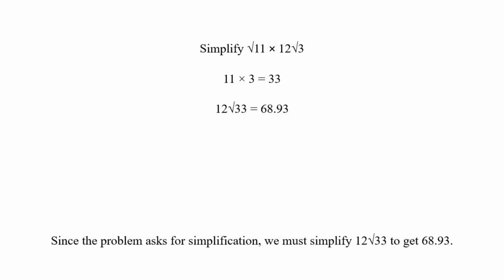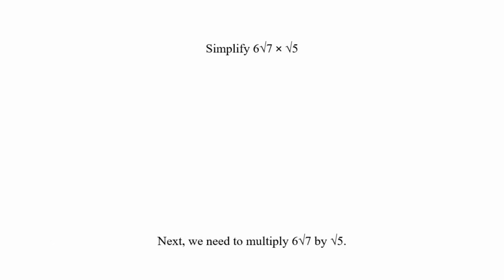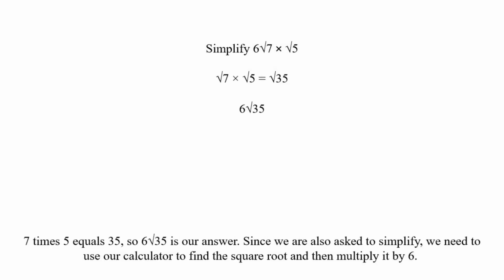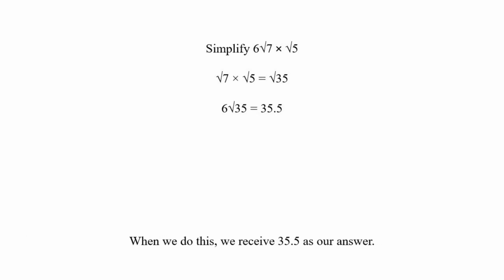Next, we need to multiply 6 times the square root of 7 by the square root of 5. 7 times 5 equals 35, so 6 times the square root of 35 is our answer. Since we are also asked to simplify, we need to use our calculator to find the square root and then multiply it by 6. When we do this, we receive 35.5 as our answer.